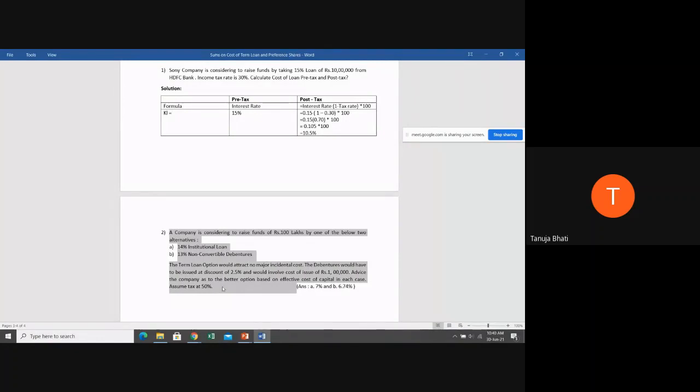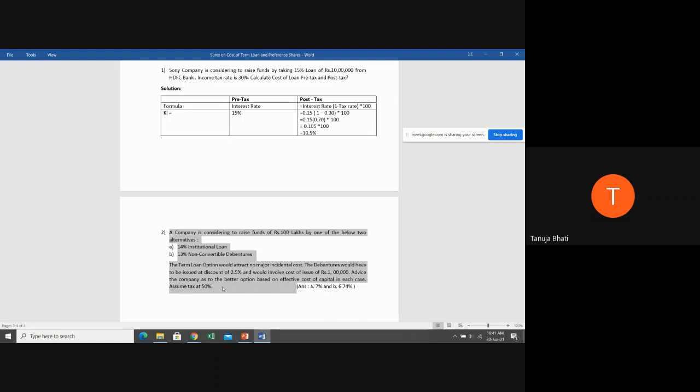Logically, on what basis will you come to a decision? Yes, low interest rate. Based on cost, first of all, you will find out the cost for both. You will calculate the cost of term loans and the cost of debentures. You will compare the costs, and whichever cost is lower, you will select that particular option.